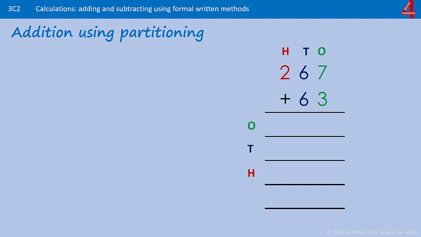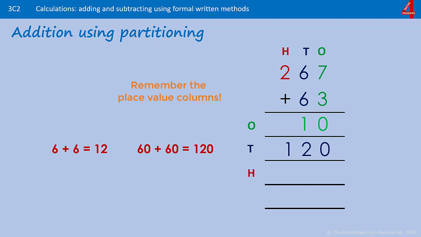We can do this with numbers in the hundreds as well, and it works exactly the same. Starting with the 1s, 7 add 3, that's 10, so we put that in the top row. In the 10s, we have 60 add 60. If we know that 6 and 6 is 12, then 60 add 60 is going to be 10 times more than 12, and that's 120. And for the hundreds, we just have 200 in there, so we can put 200 in that row.